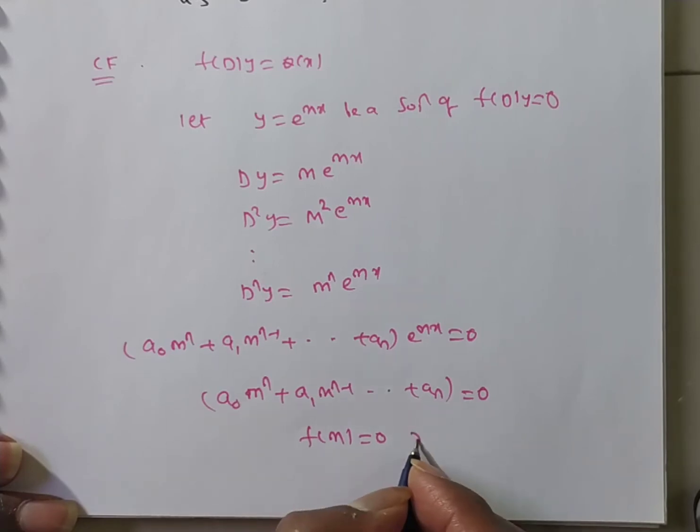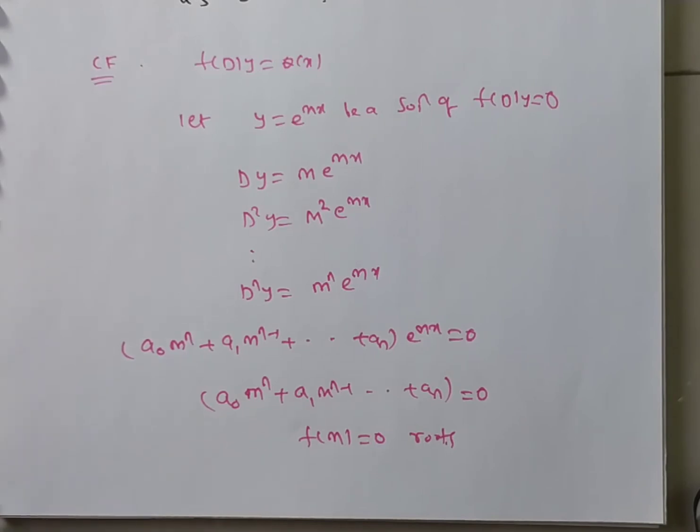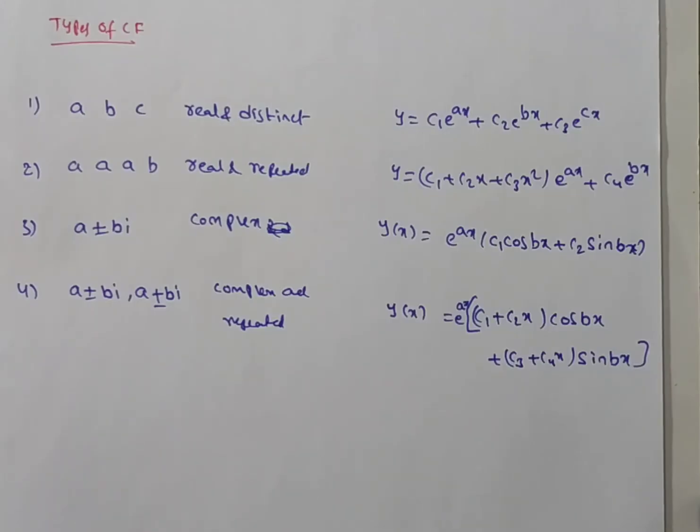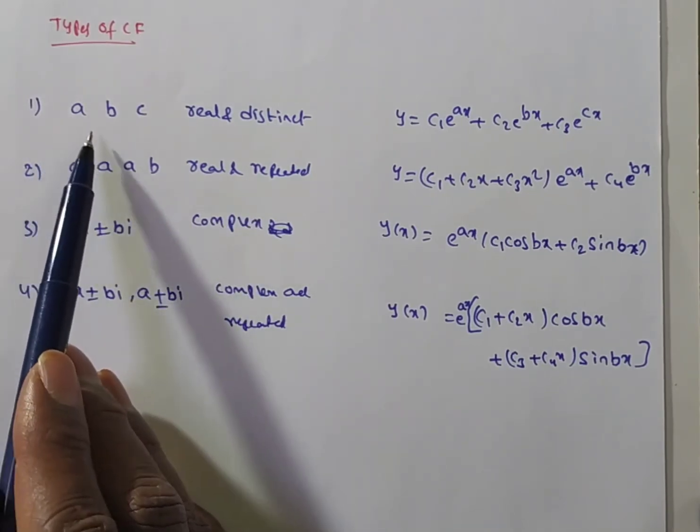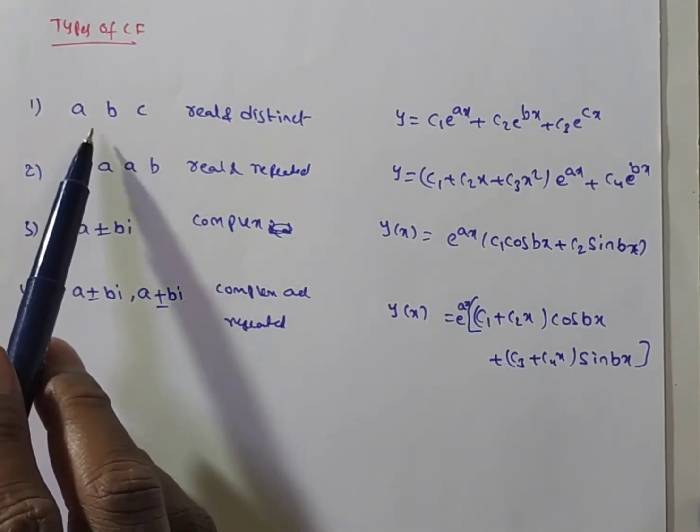Then you will get the roots for this equation. Based on the roots only, we will write the complementary function. Friends, for the roots of this equation, you may get real roots or complex roots also. Now, if the roots are real and distinct, like you see, a, b, c are the roots, 3 roots, these are real and distinct.